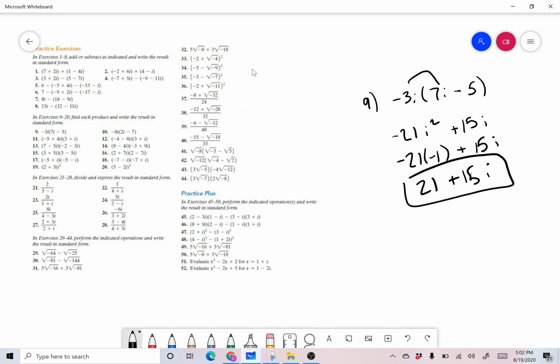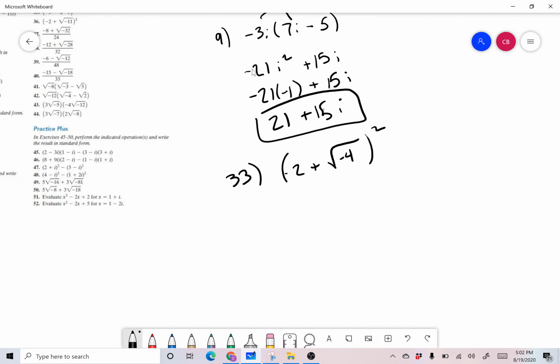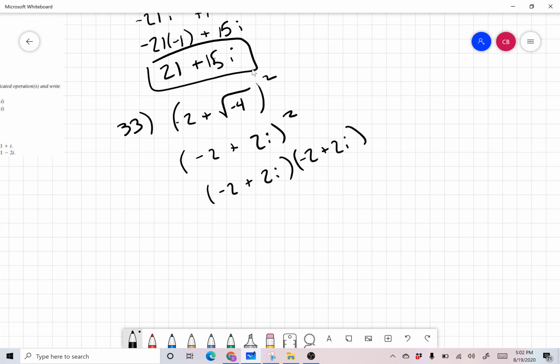Let's do, I don't know, let's do 33. If I give you negative 2 plus square root of negative 4, squared. Okay, so what is this? This is really just negative 2 plus 2i, squared. So how do we solve this? Some people are tempted to just square this and square that. You can't do that. This is negative 2 plus 2i times negative 2 plus 2i. And so we must do the foiling.